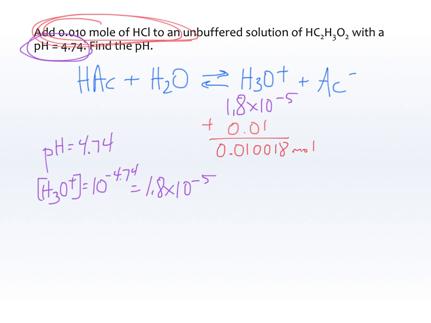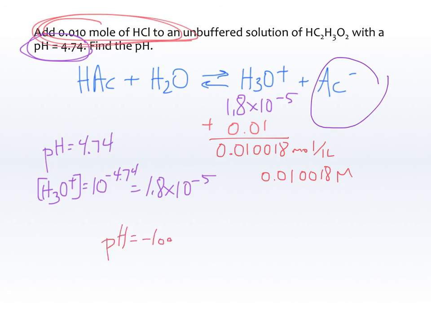Now what makes this an unbuffered solution is that we don't have any AC minus for that H plus to react with, so we're not going to subtract H plus from the AC minus like we did before. So let's just assume 1 liter, 0.010018 molar. So pH is the negative log of that. And that's going to be 1.999, I believe, or 2. Which tells me that the pH doesn't really change. When I added the H plus to water versus adding the H plus to the acetic acid, the pH stayed at 2.